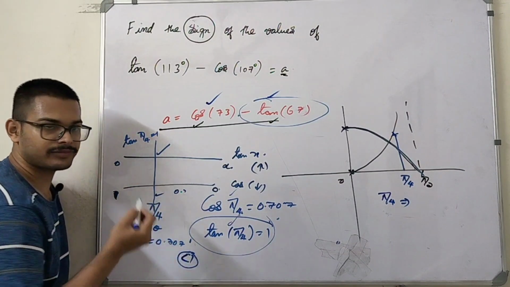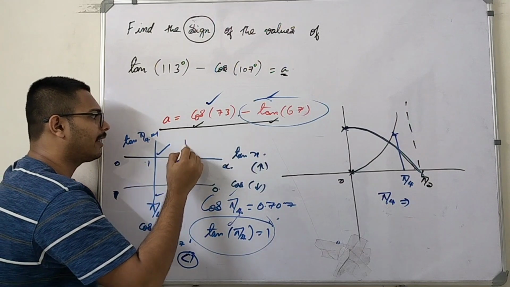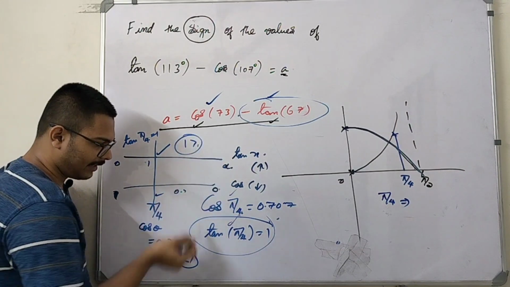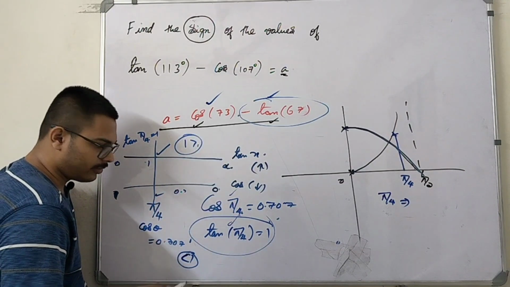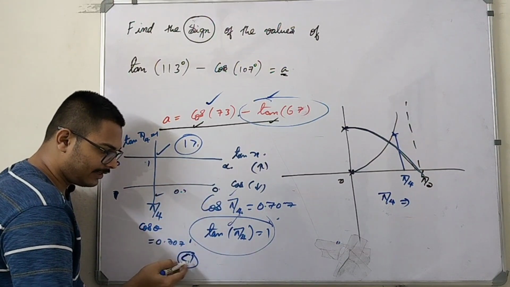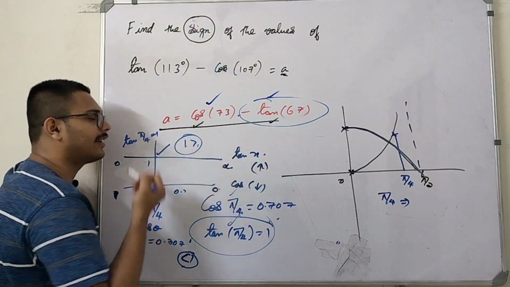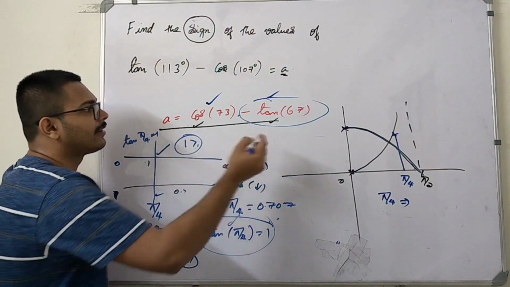It's clear. Here it's increasing from 1 to infinity. So it will be a number greater than 1. So we are subtracting a bigger number, which is greater than 1, from a number which is positive and less than 1. So our value will be negative.